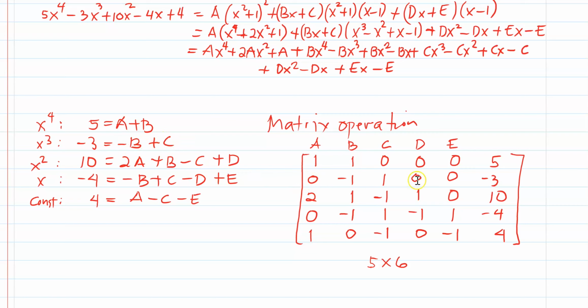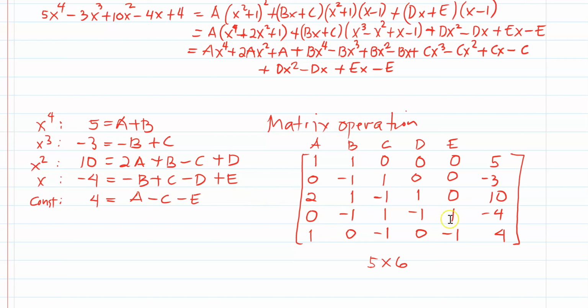Third equation, we have 2a plus b minus c plus d. So the coefficient for a is 2. For b is 1. For C is negative 1, for D is 1, and E will be 0, and the last column we have 10. On the fourth equation, we have negative B plus C minus D plus E, and this is equal to negative 4. So there is no A, so A will be 0, B negative 1, C positive 1, D negative 1, and E is positive 1, and last column negative 4.